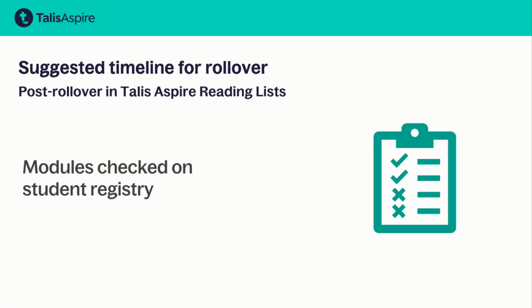You can use this time as well to check modules on the registry to confirm that all the modules that you've rolled over are running in the new academic year. You can archive or update any modules that are no longer running, or lists with no specific content can be published immediately. So it's a good opportunity to do that as well.